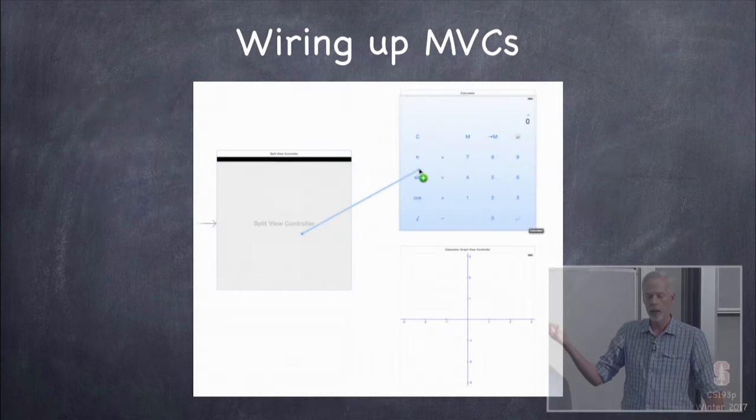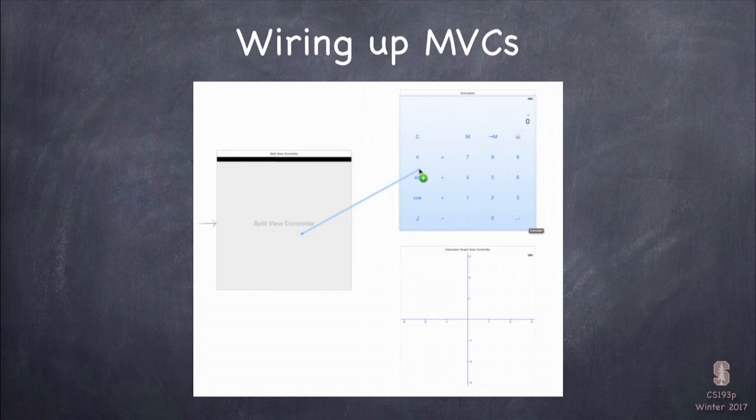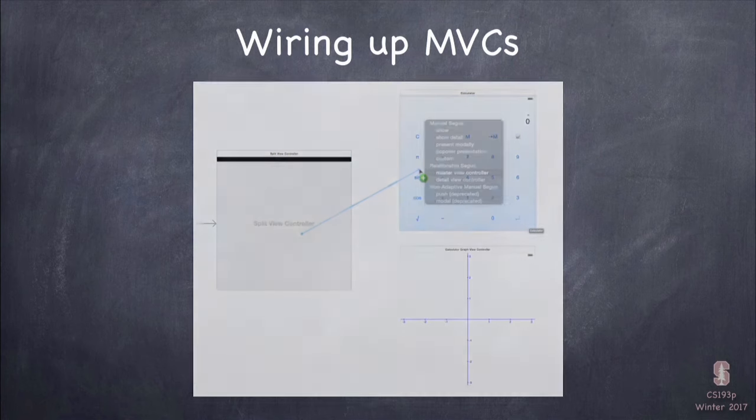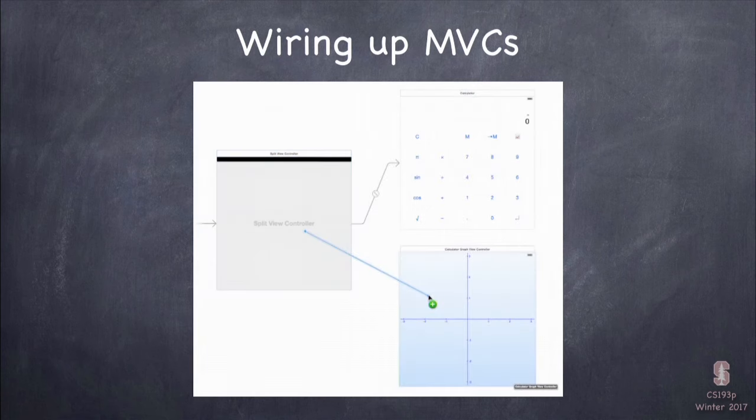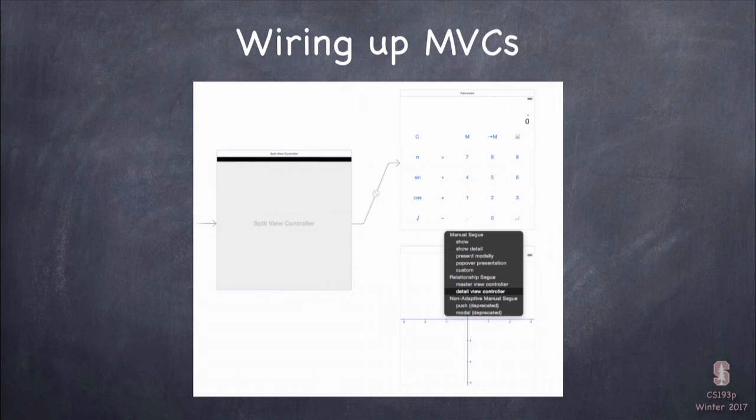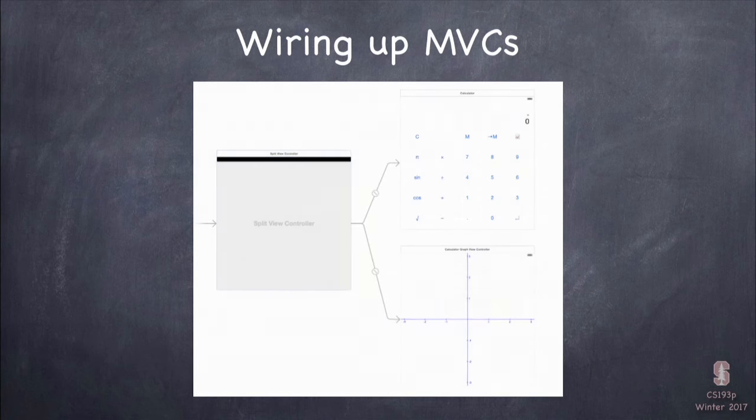So this is what that looks like. Here I've got a split view controller on the left. I've got a calculator view controller on the top, and I've got a graphing view controller on the bottom. So I'm just going to control drag from the split view controller to the calculator controller. This little black window is going to come up. I'm going to choose master view controller from the list, and that's going to hook up that one on top to my master. Then I'm going to control drag to the bottom one. The black window comes up. I'm going to choose detail view controller, and it's going to make that connection. Okay? As simple as that. Now you've got a split view with master that's a calculator view controller, and detail that is going to be a graph view controller.